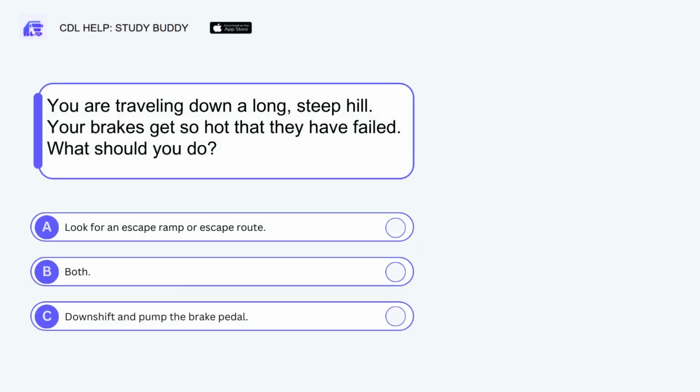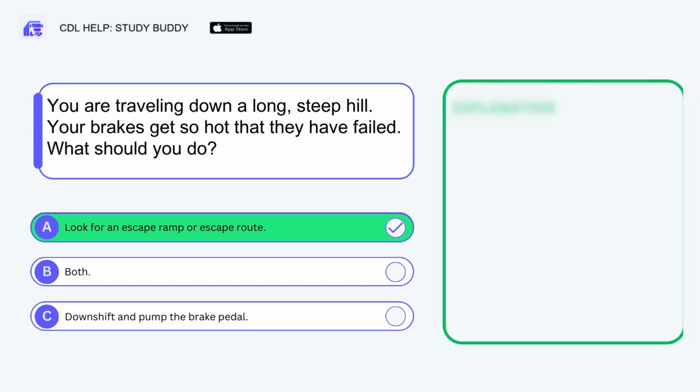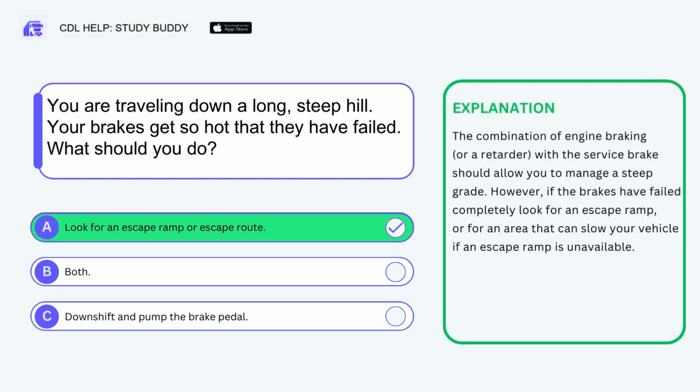You are traveling down a long, steep hill. Your brakes get so hot that they have failed. What should you do? The combination of engine braking, or a retarder, with the service brake should allow you to manage a steep grade. However, if the brakes have failed completely, look for an escape ramp, or for an area that can slow your vehicle if an escape ramp is unavailable.